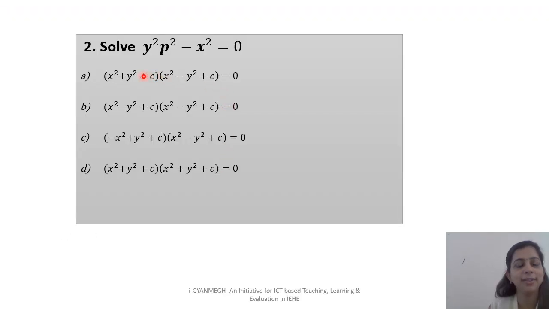My dear student, this is the second question: y square p square minus x square equal to 0. And these are the options. x square plus y square plus c into x square minus y square plus c equal to 0; x square minus y square plus c, x square minus y square plus c equal to 0; minus x square plus y square plus c into x square minus y square plus c equal to 0; x square plus y square plus c into x square plus y square plus c equal to 0. Try to solve this question. You can easily do it. Try to find p. You can do it.